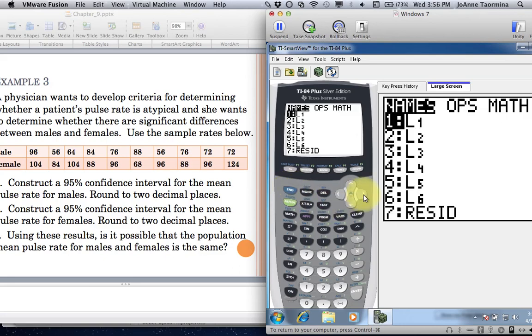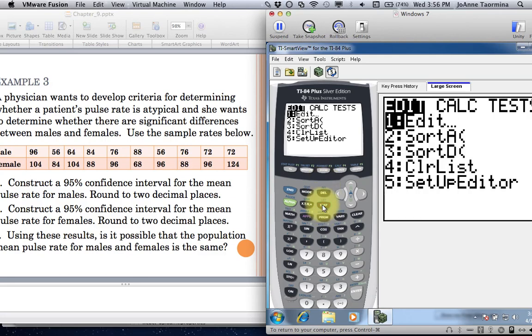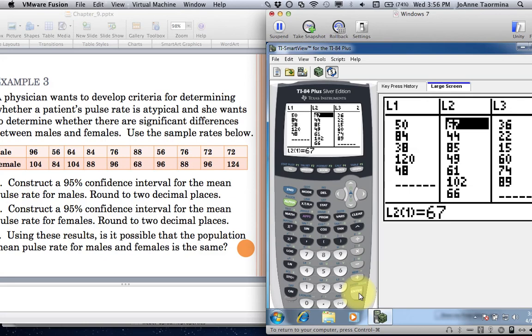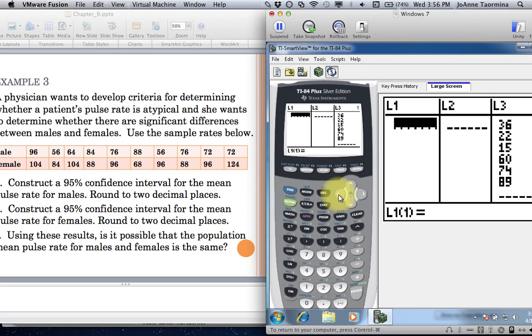So we're going to press stat. Oops, sorry, it's just stat, not second stat. Okay, so press stat, enter on edit. I'm going to put the data values in L1 and L2. So I'm going to clear L1, clear L2. In L1, I'll put the pulse rates for males.